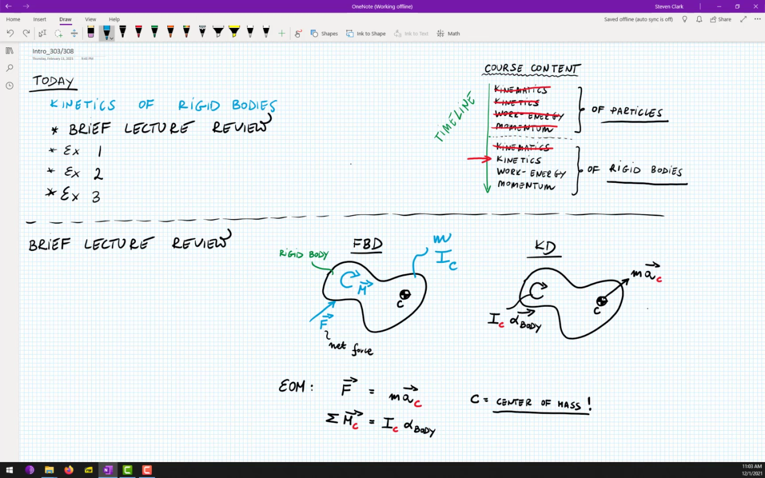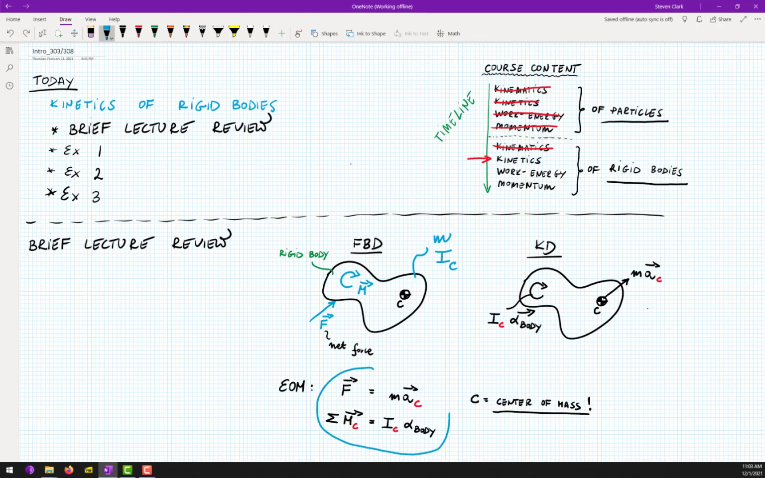So let's assume that our body is subjected to some force, some net force F, and also that some moment here rotates our body. So it will result in acceleration and also some angular acceleration. And if you would like to put this free body diagram and kinetic diagram in a mathematical form called equations of motion, here they are.